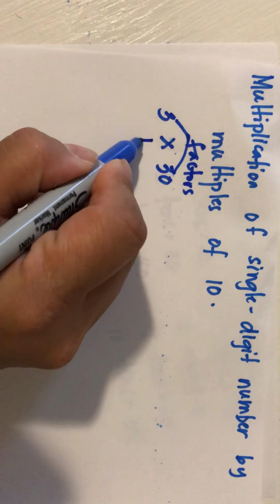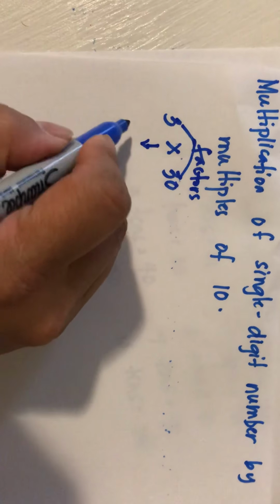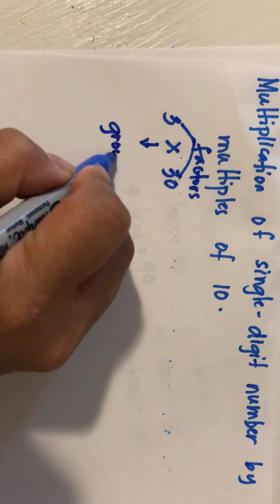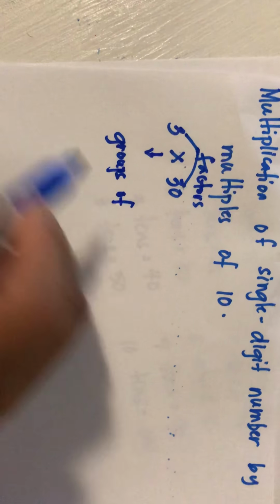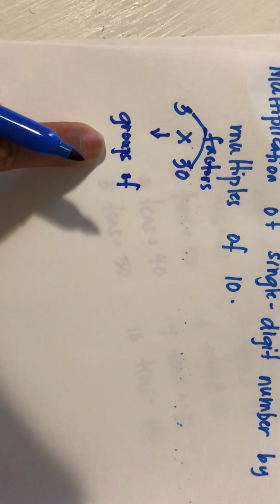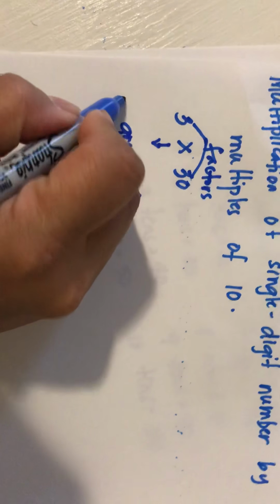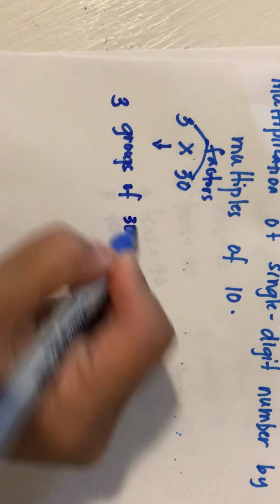And remember what I told you about this symbol? This symbol tells you that these are the number of groups. 3 groups of 30. So you're looking for 3 groups of 30.